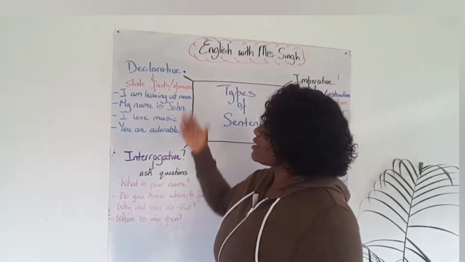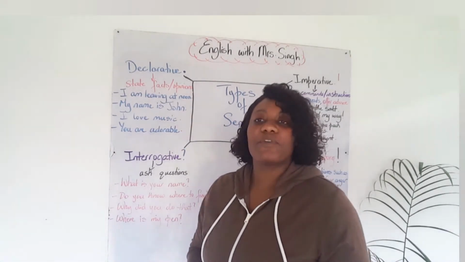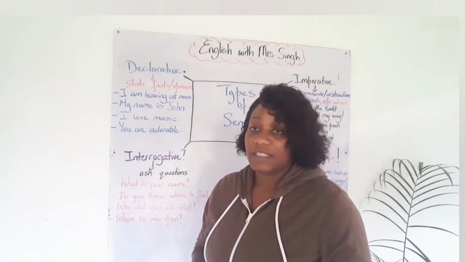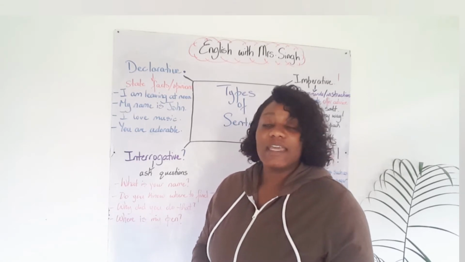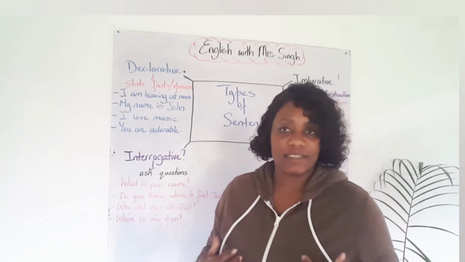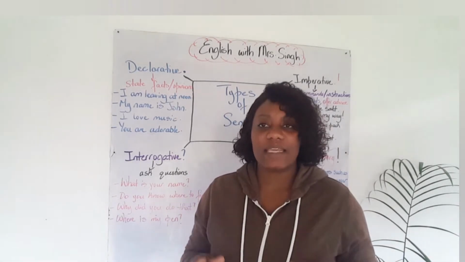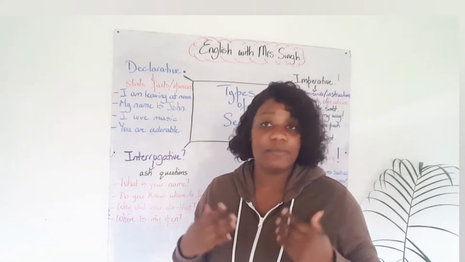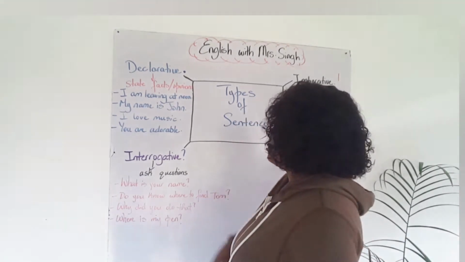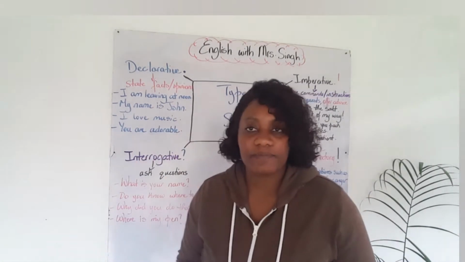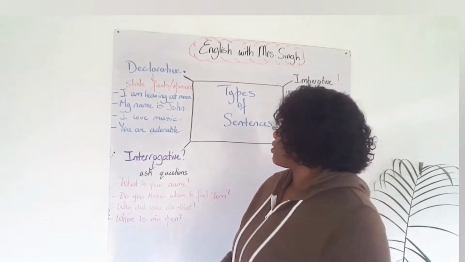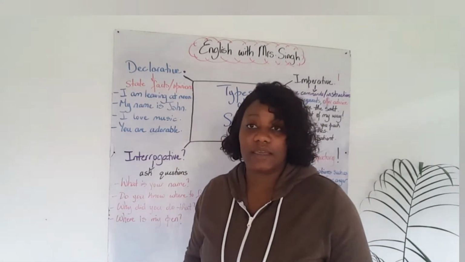1. I am leaving at noon. Now, this sentence here is providing information. It is not asking a question. It is not expressing any types of emotions. It is just simply stating facts. I am leaving at noon. My name is John. That's another fact. I love music.